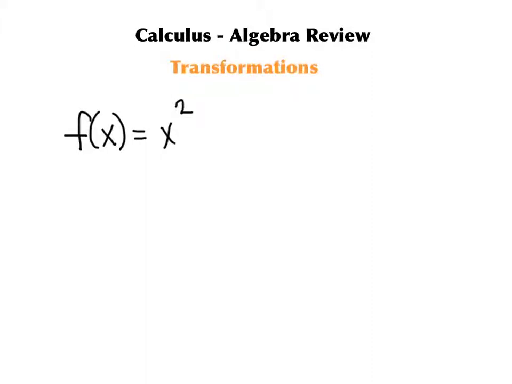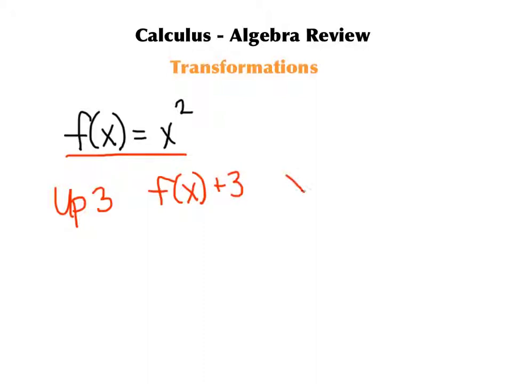Okay, so this video is just a quick little video to remind you guys how to do transformations. So I'm going to start with just f of x equals x squared. If I wanted to move this, let's say, up 3 units, I could represent this by adding 3 to the f of x, or I could add 3 to actually x squared. Both of these would be ways that you could represent up 3 for this parabola.